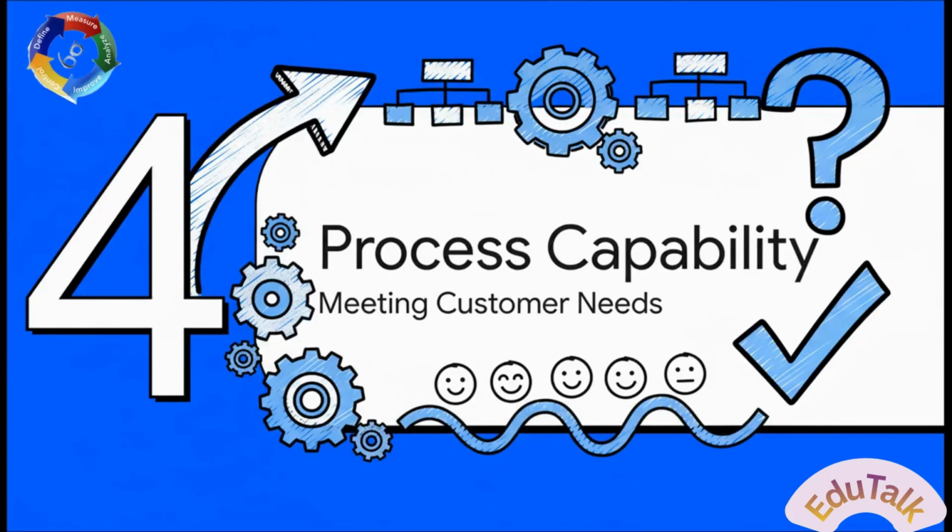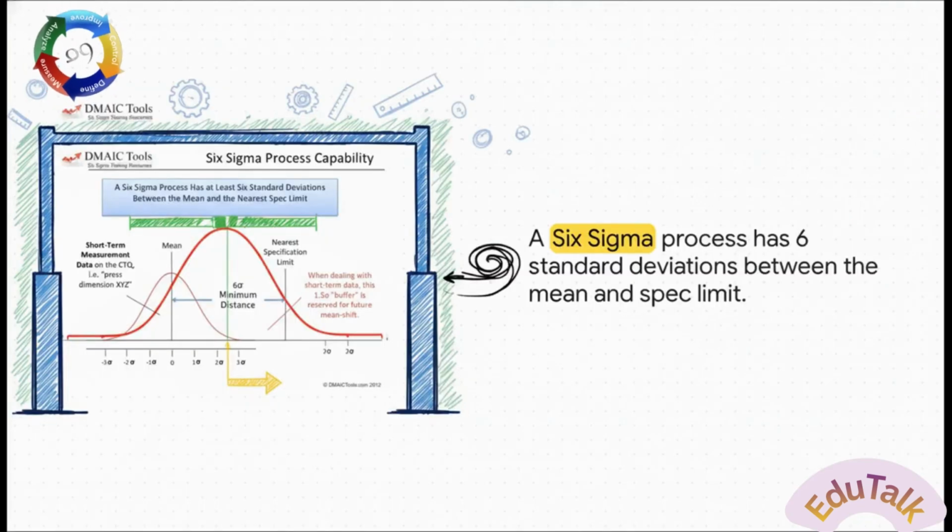Okay, so we have a plan, and we've proven our measurement system is trustworthy. Now, finally, we can use our data to answer the million-dollar question: how capable is our process of actually meeting our customers' requirements? This bell curve, this is the classic picture of process capability.